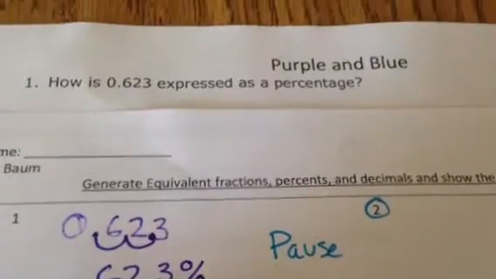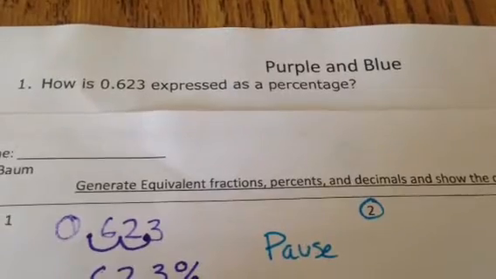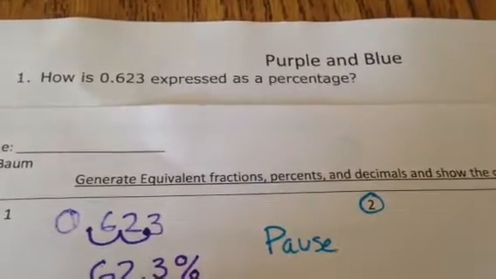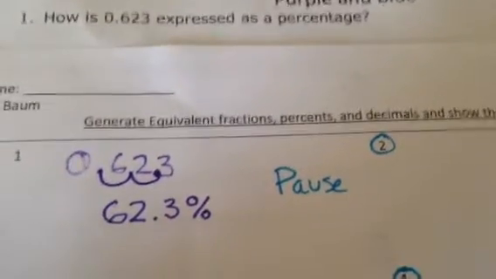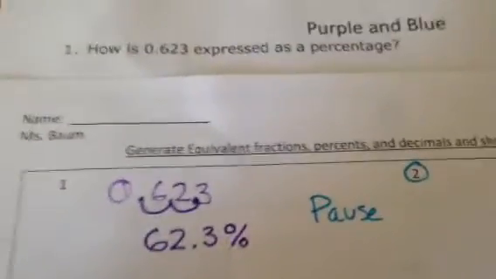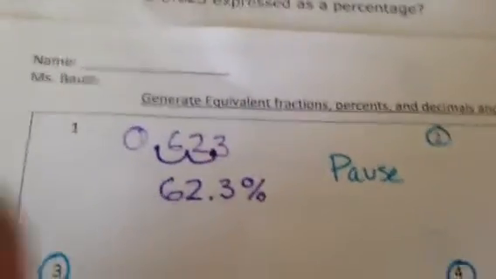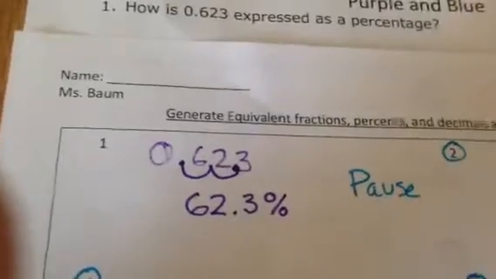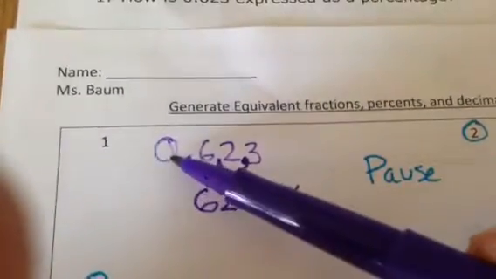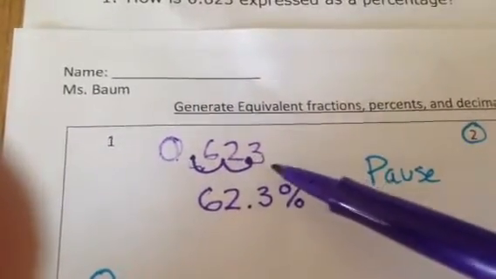So number one says, how is 0.623 expressed as a percentage? Today I'm going to use one of my new pens in my favorite color, purple. So looking at my decimal, I've written my decimal 0.623.